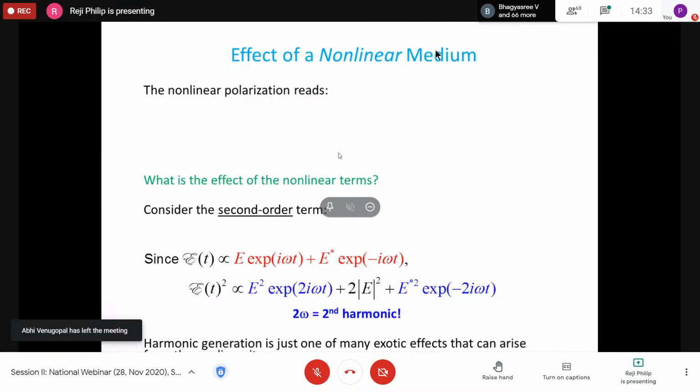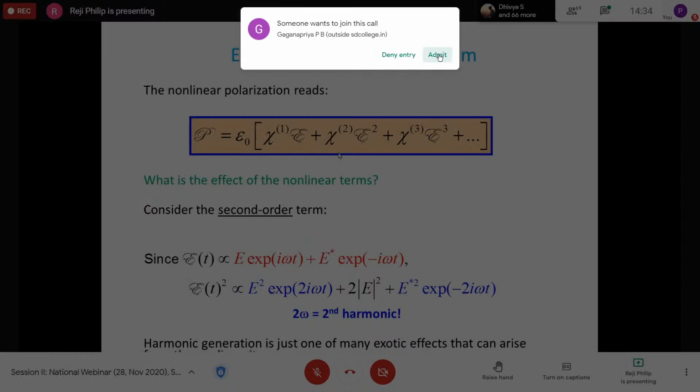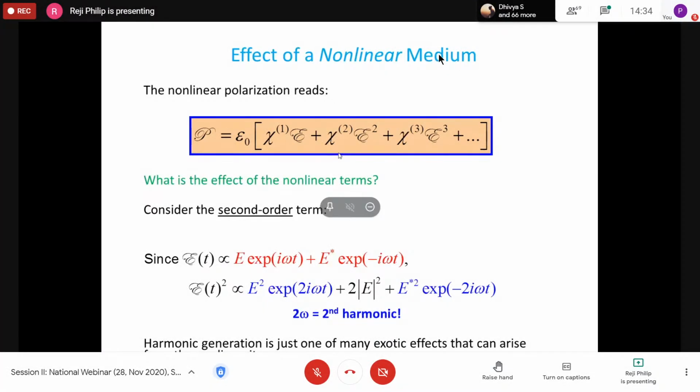Now what is the effect of a nonlinear medium? Of course every medium is nonlinear. There is no distinction like a linear medium and a nonlinear medium. All media are nonlinear, but the nonlinearity is in various degrees. If you get media which are highly nonlinear, then it's easy to measure the nonlinearity in them. So that's what we always look for, materials with more nonlinearity compared to other materials. The nonlinear polarization reads like this: epsilon naught into chi1 E plus chi2 E square plus chi3 E cube, it's a Taylor expansion.